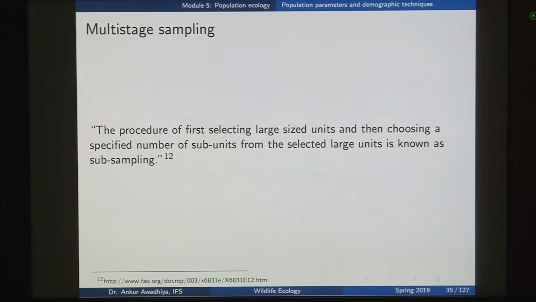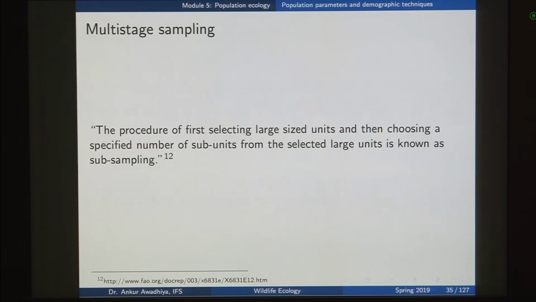Now, in multi-stage sampling, the procedure of first selecting large size units and then choosing a specified number of subunits from the selected large units is known as subsampling. So, for instance, if you wanted to know the population of cheetal in your area, you could say that the first level of sampling is states. You put all the states of India in a list 1, 2, 3, 4, 5, 6 and so on, and then you select say 5 states randomly.